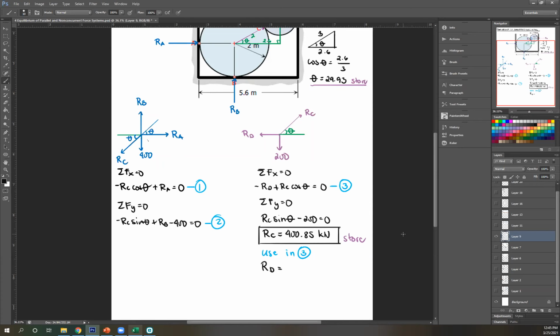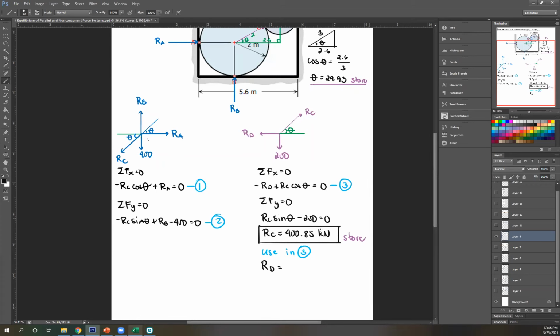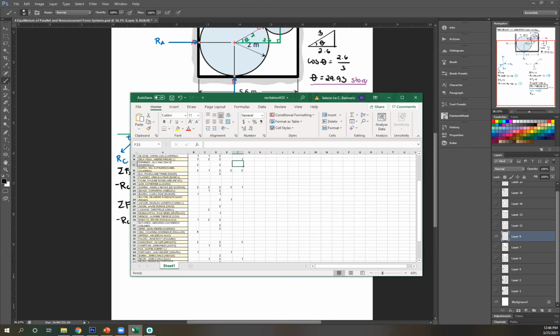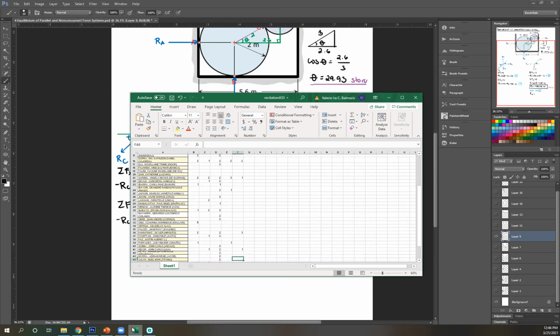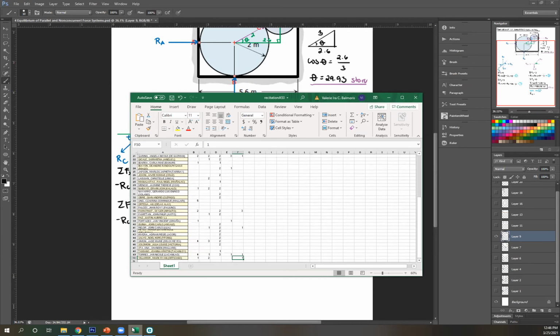Okay, kaya pala. So that was incorrect. So it's supposed to be 400.89. Okay, then store. And then using 400.89, you can now solve for RD. That's correct, 347.44. Correct, Jermaine and Joanna and Mark.